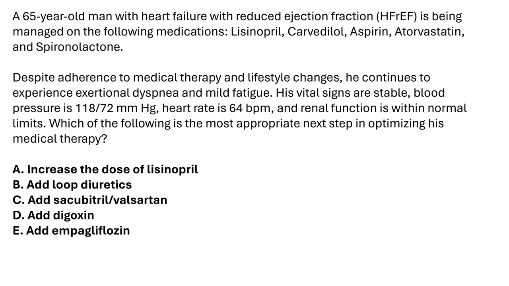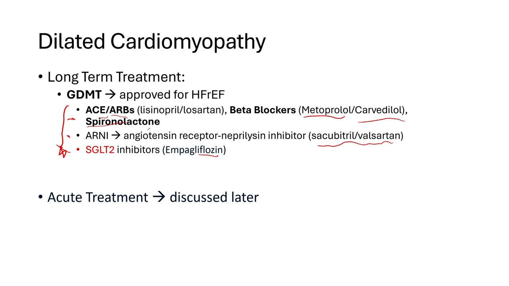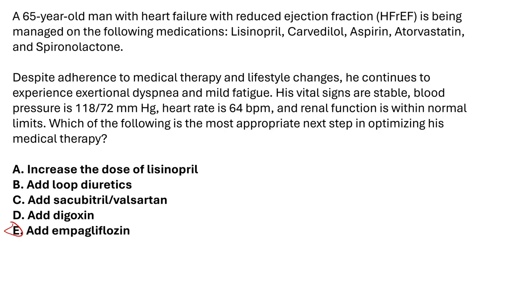The answer to this question is going to be E. Now, this is a very important and high-yield topic to know on test day. The reason being is, if you remember the last slide, these are placed in this order because these are the orders that they are added on, right? So we typically go ACEs, ARBs with beta blockers and spironolactone, then we add on ARNIs, and then we add on SGLT2 inhibitors.